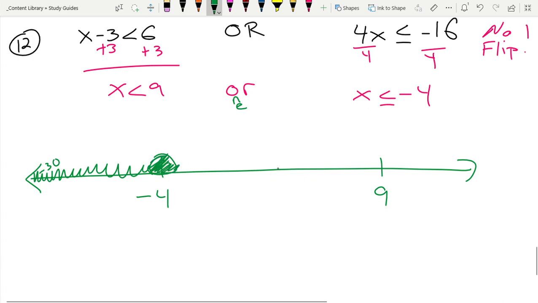Pick a number in the middle, like 1. 1 is less than 9. Yes, it is. So we bubble the middle, shade the middle. Now let's take a look at 9. Is 9 less than 9? It is not. But let's check the other one. Is 9 less than negative 4? It is not. So we're going to keep that open. And then we pick a number to the right of 9, like 80. Is 80 less than 9? No, it's not. Is 80 less than negative 4? Nope. So you shade the left, the middle, and the negative 4 itself.